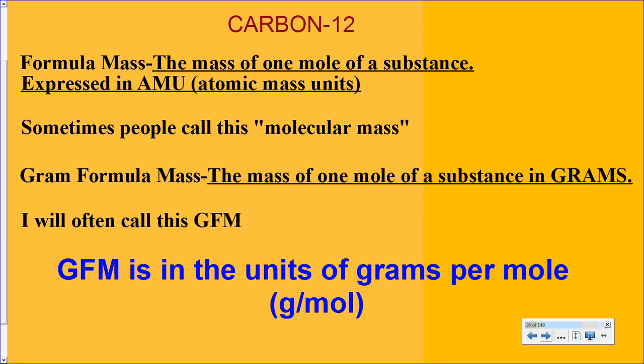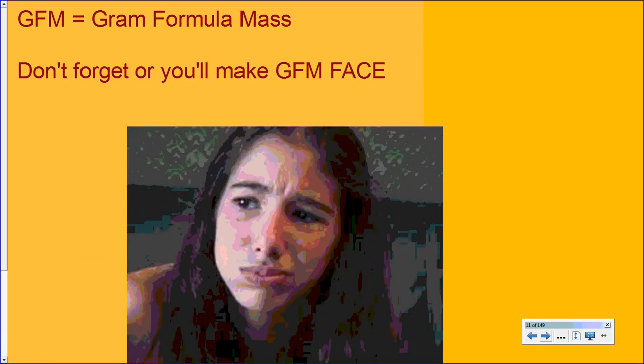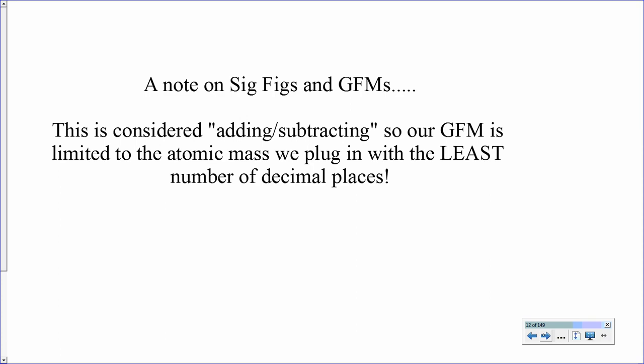So since the table tells us the grams in 1 mole, we're going to actually use the periodic table to determine how many grams we have in each mole of a substance. I just like this confused girl's face. So GFM is a frequently used abbreviation meaning gram formula mass, and it's what we're about to do right now.